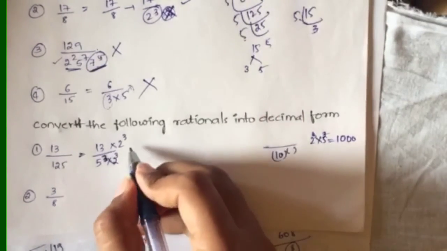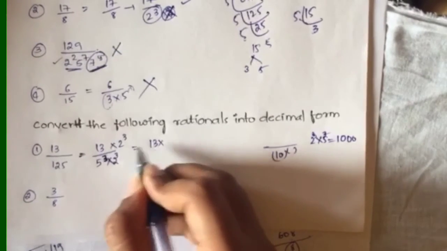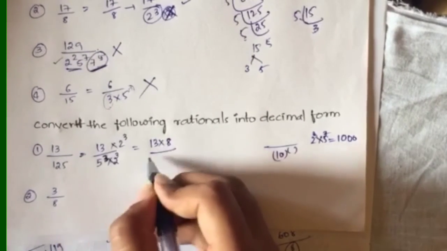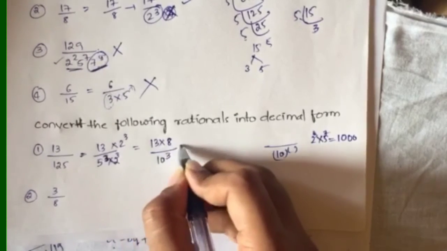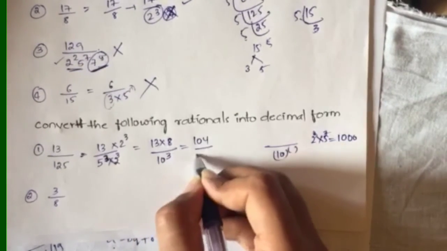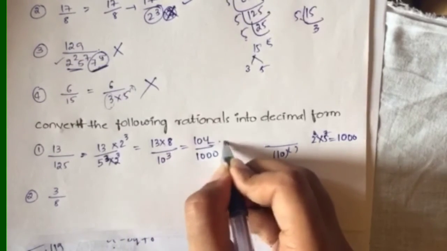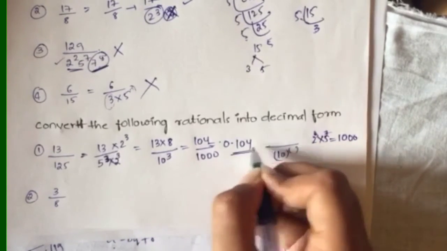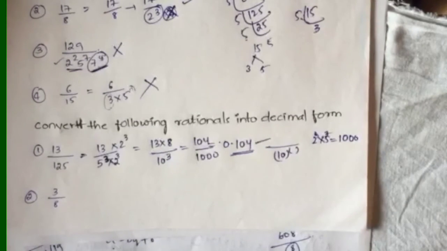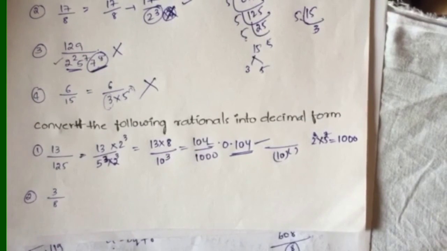When you multiply in the denominator, you should do the same for the numerator also, otherwise the value of the fraction will get changed. So 13 into 2 power 3 is 8, by 5 power 3 into 2 power 3 is nothing but 10 power 3. That will be 104 by 1000. 13 into 8 is 104, right? So you can express it as 0.104. Okay, this is the decimal expansion. This is the decimal representation of this number.